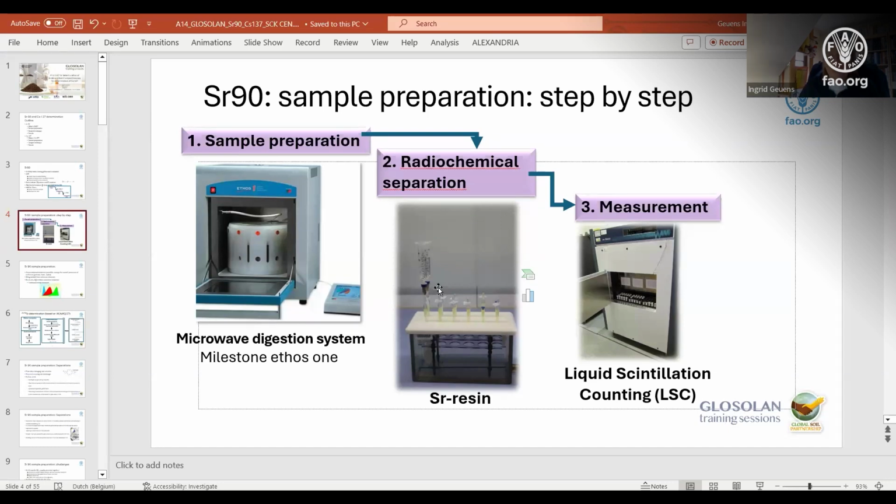After that, we have to do radiochemical separation. Maybe you still remember, when we have beta emission, the beta emitters do not have a specific energy but a broad spectrum, and because of that we have to separate all the rest of the nuclides away. So we have to do specific radiochemical separation, and we use therefore a strontium resin. I will go into more detail about that. Then afterwards we do the measurements, when everything is in liquid and separated, and we use liquid scintillation counting. It's a specific detection system for beta emitters.